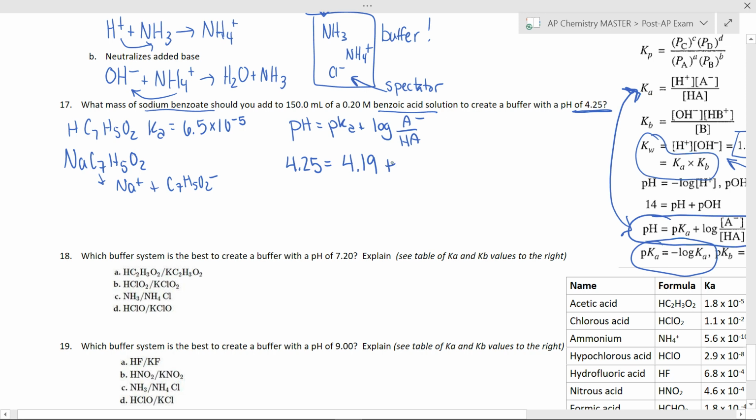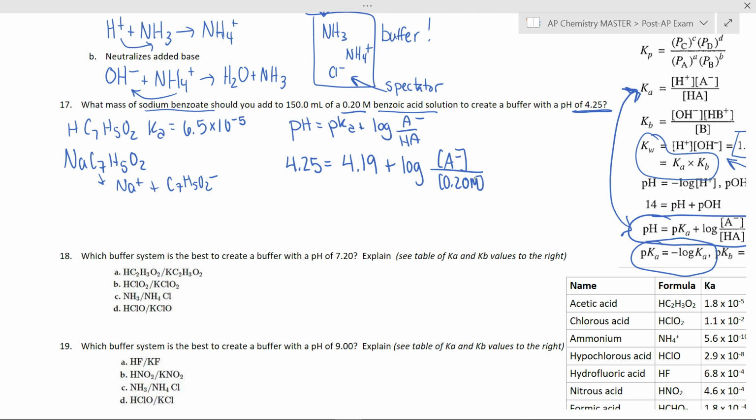4.19. So notice how I want my pH to be a little bit higher than my pKa. So I'm going to stop and just notice that and say, okay, my final answer, I'm going to expect to have a higher concentration of base than acid. So that's going to be the log of my base concentration, which I don't know, but my acid concentration I do know. It's 0.2 molar. You should notice this is a very similar calculation to when we did in the lab. We're trying to design a buffer with a certain pH.